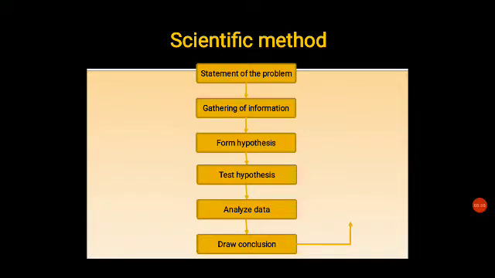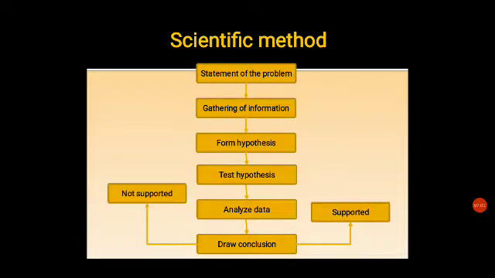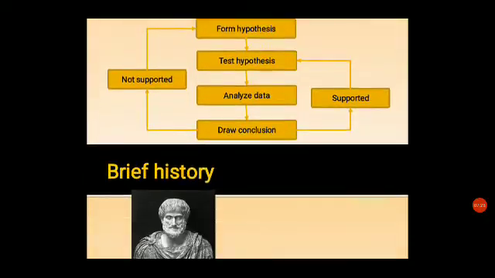If the conclusion is supported, then you have to retest the hypothesis to verify if the same result will be obtained. If it is not supported, then you have to formulate another hypothesis. Then you are going to test again, analyze the data, then draw your conclusion. The same. So it is a cyclic process.